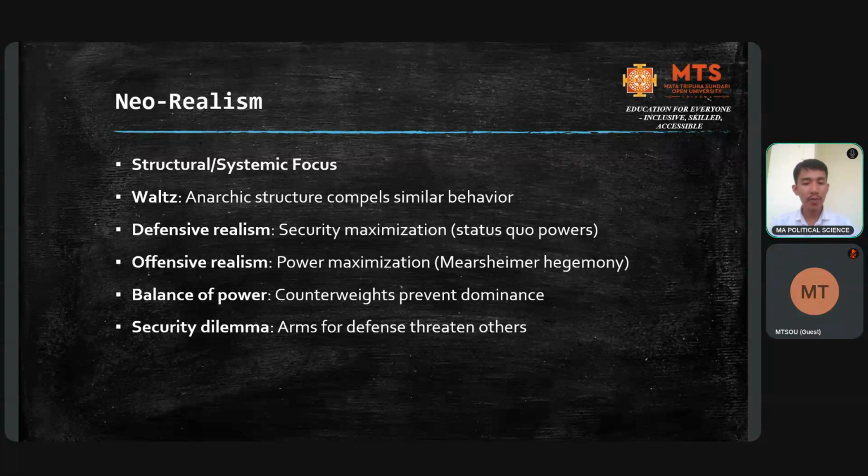Security dilemma: arms for defense threaten others. So realists say that arms built for defense threaten others. As I am building more and more bombs, more nuclear weapons, more military, more soldiers, the other person feels that I might attack him, so they feel threatened. So there is also a problem.